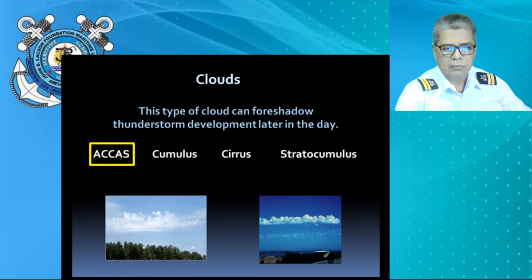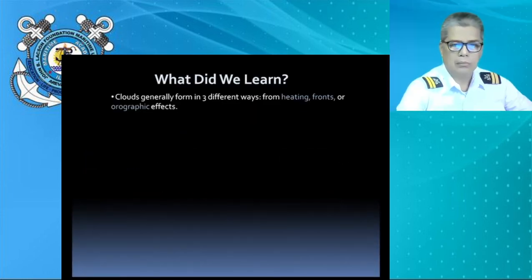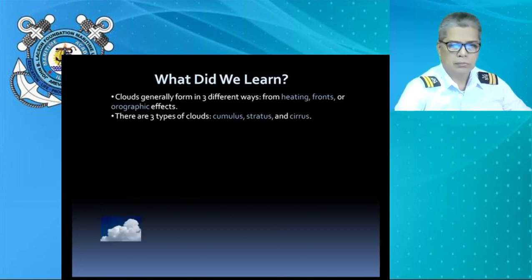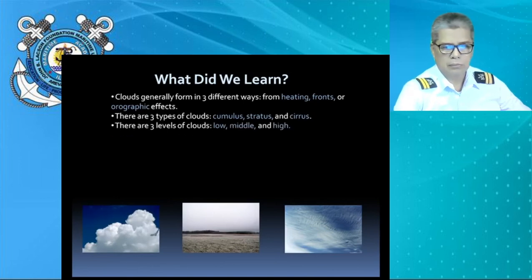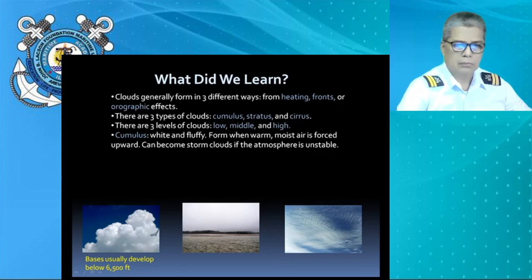Now let's review what we've learned. Clouds develop in three different ways: heating, fronts, and orographic effects. There are three main cloud types: cumulus, stratus, and cirrus. There are three levels that clouds develop at: low, middle, and high. Cumulus clouds are puffy cotton ball in appearance. They develop below 6,500 feet and can become thunderstorms if the atmosphere is unstable enough.